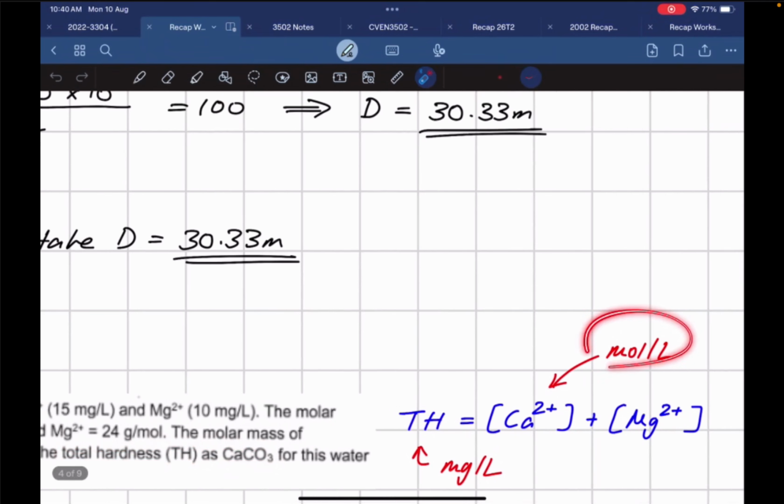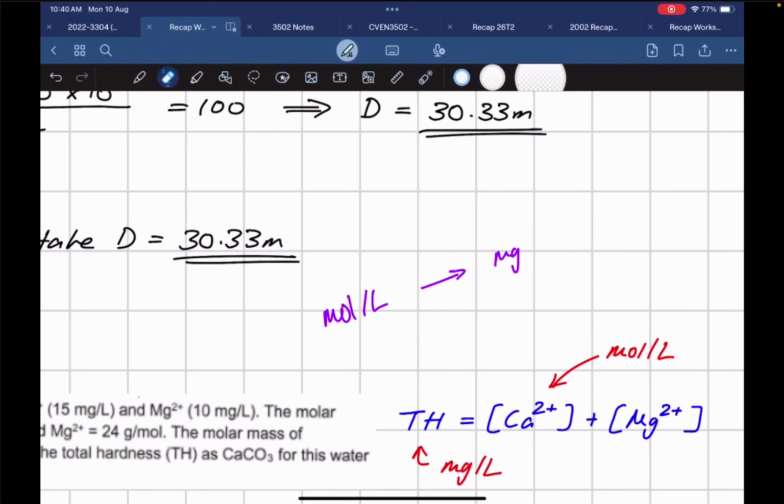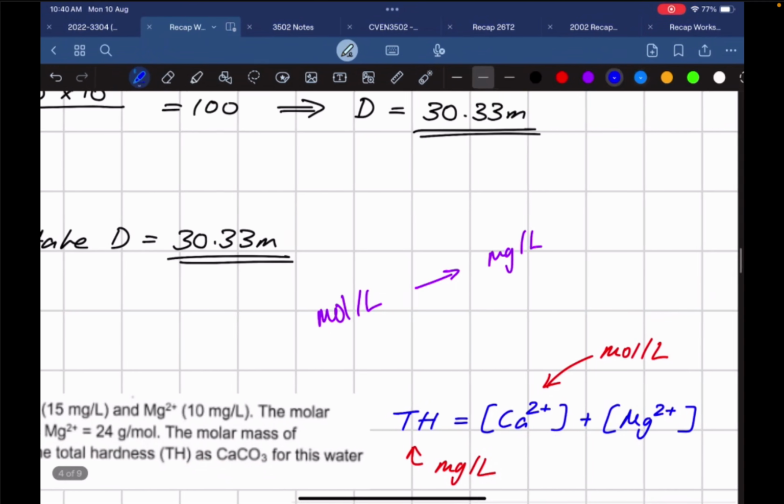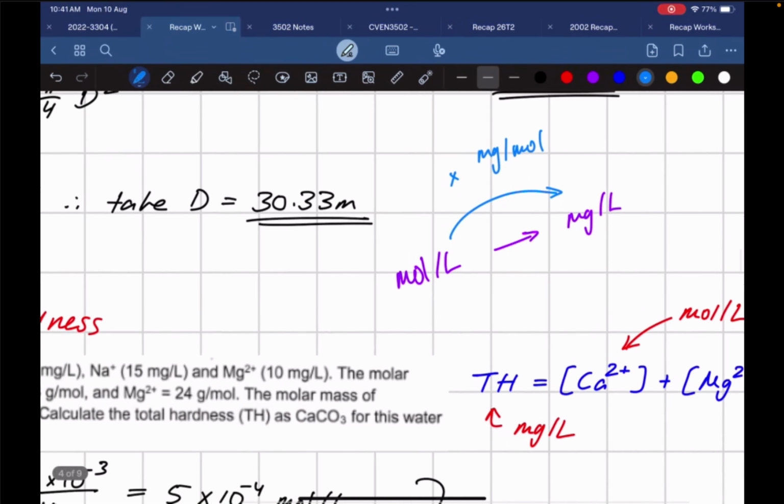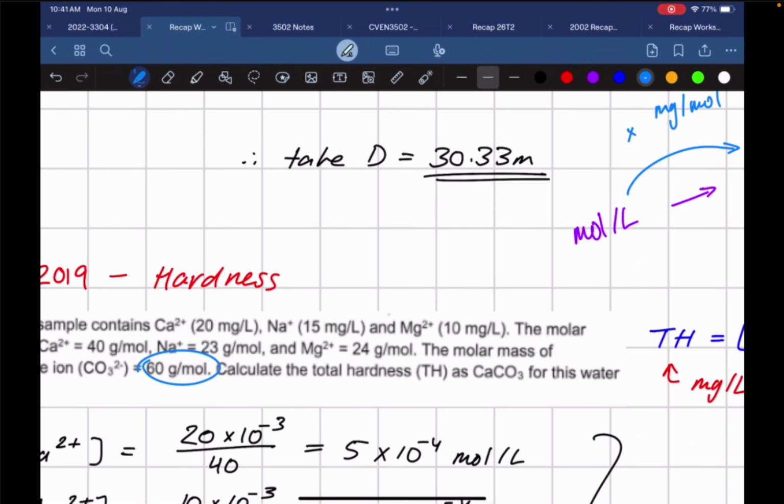What you've got to do to convert from here to here is multiply it by the molar mass of CaCO3. So I'll explain the unit conversion. You have moles per liter, and you want to convert it to milligrams per liter. To go from here to here, we've got to multiply by milligrams per mole. If you take a look at the units for our molar mass, it's grams per mole, so pretty much the same as milligrams per mole. You're just going to have to multiply by 1,000.